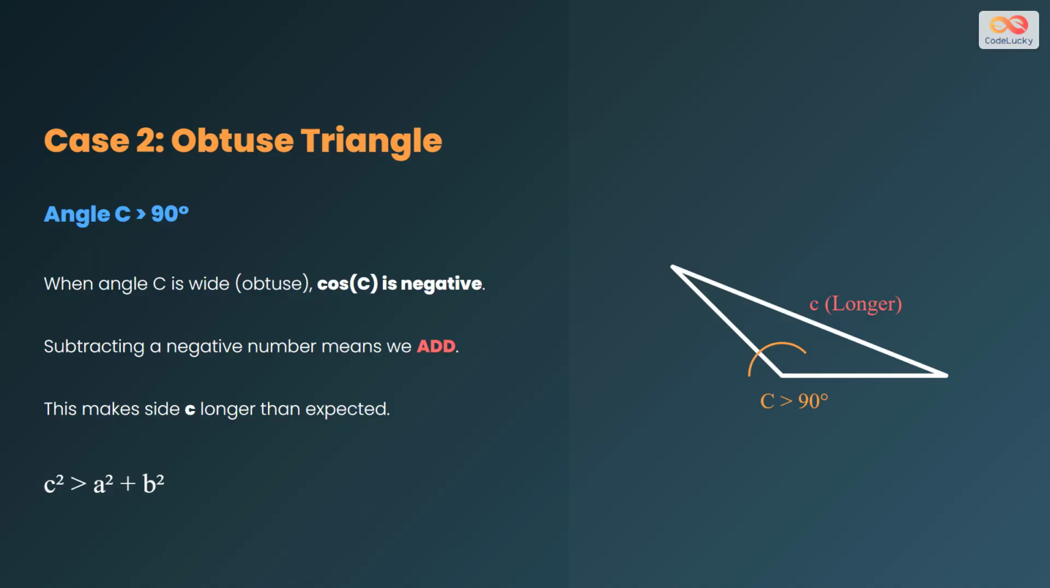Now consider an obtuse triangle. Here, angle C is greater than 90 degrees. The cosine of an obtuse angle is actually negative. When you subtract a negative number, mathematically, you are adding. This increases the value of c squared, which makes perfect sense because side c has stretched out to be very long.